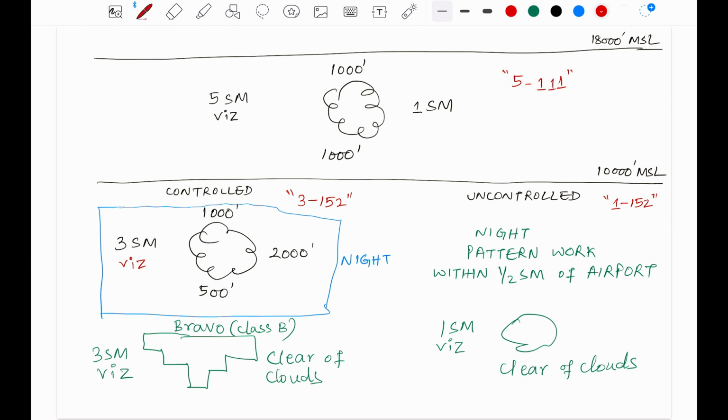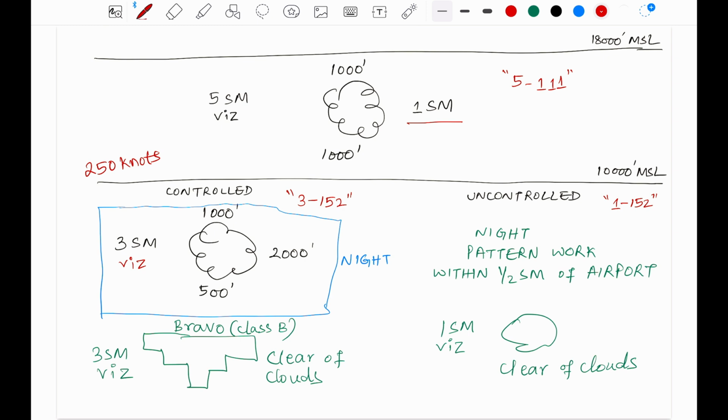Above 10,000 feet MSL, you will see that the horizontal cloud clearance requirement is 1 statute mile, and that is more than 5,000 feet. And that's because the restriction of 250 knots goes away at 10,000 feet MSL. So at higher altitudes, you can fly much faster, which means you need more clearance to see the cloud and take appropriate actions. So the cloud clearance requirement is higher.